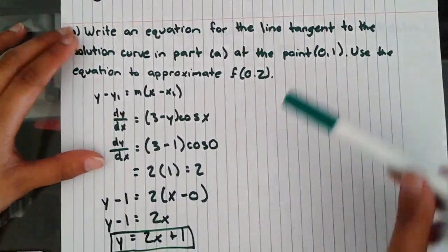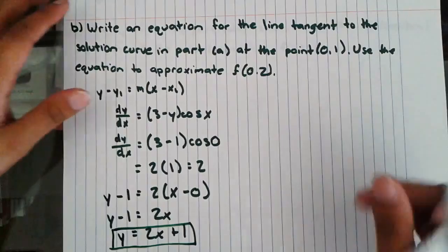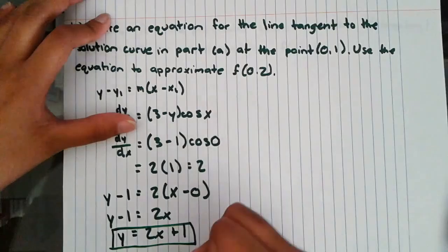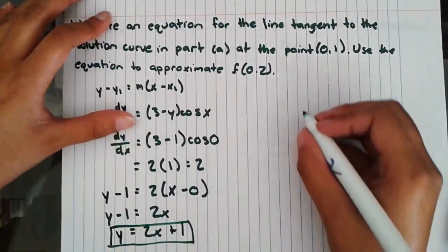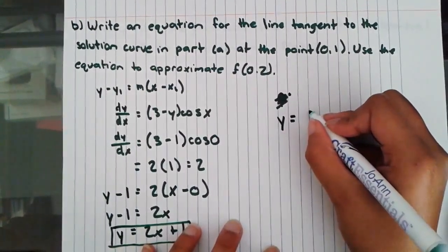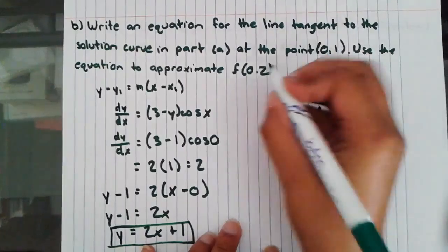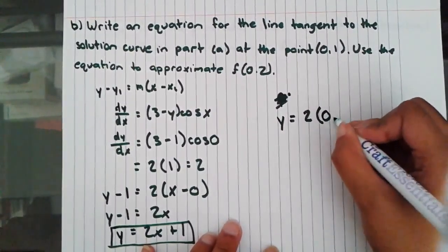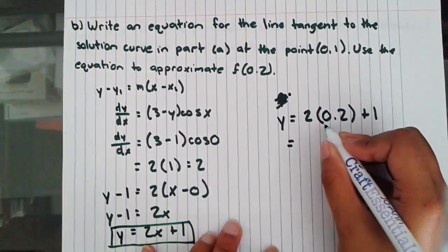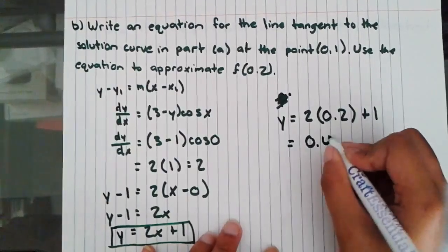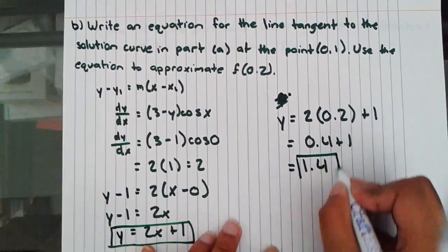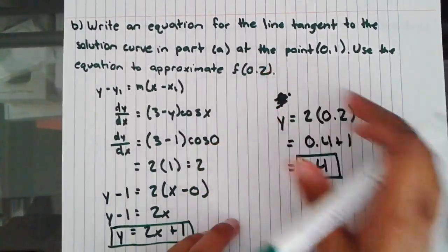And then for the second part of the problem, you want to approximate f of 0.2, and all you would have to do is plug in 0.2 to this equation. So y equals 2 times 0.2, which is your x, plus 1. So you would get 0.2 times 2 is 0.4, plus 1, and that's just 1.4. And that is the approximation of f of 0.2.